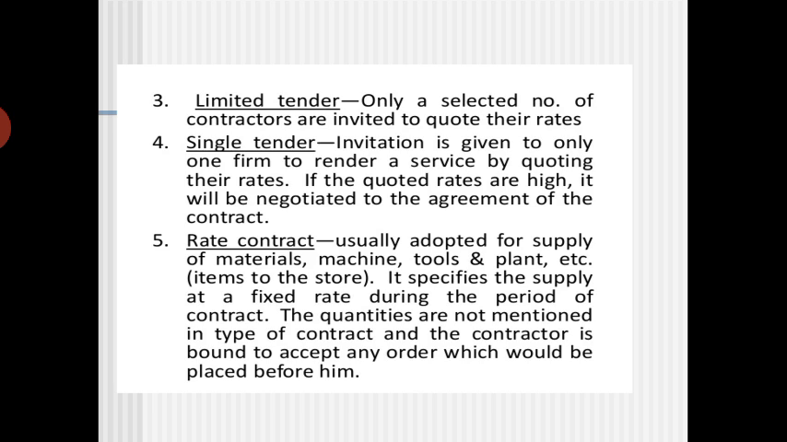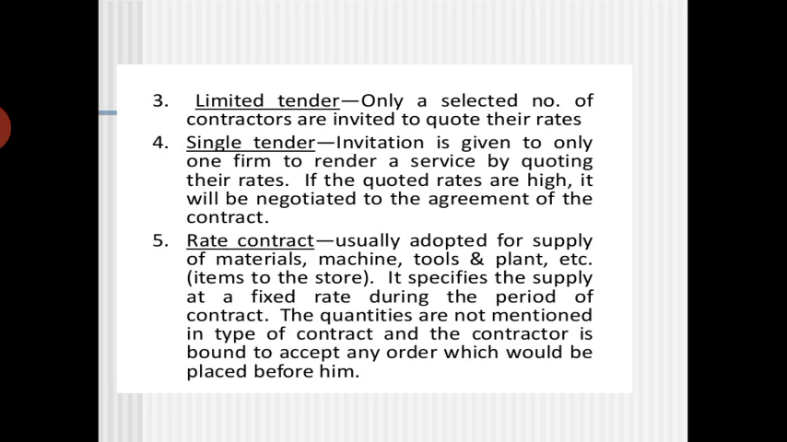So rate contract is usually adopted for supply of materials, machines, tools, and plant, etc. Of course, items of the stores. It specifies the supply at a fixed rate during the period of contract. The quantities are not mentioned in this type of contract, and the contractor is bound to accept any order which would be placed before him.